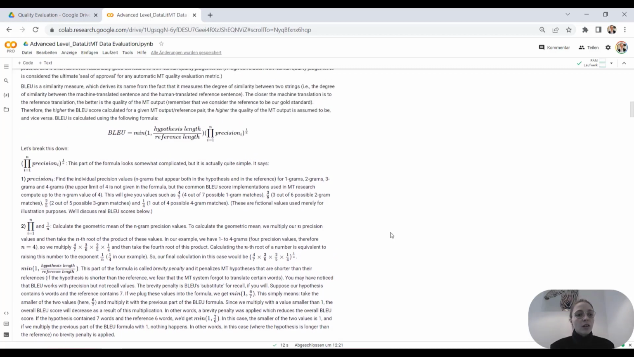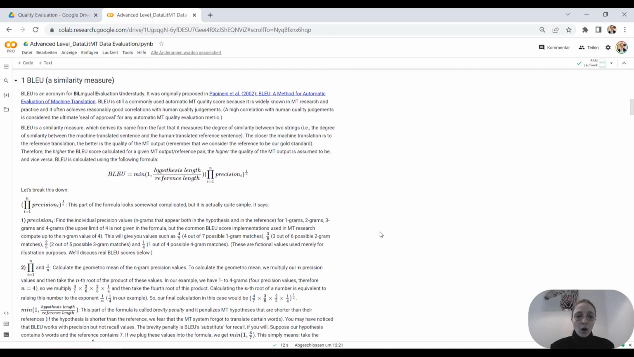And just to give a little overview of how BLEU is calculated. For this, the concepts of precision, recall and n-gram are quite relevant to understand. And this is the actual formula for how BLEU is calculated. I won't describe exactly what all of these aspects mean, because you can read that here in this notebook as well.